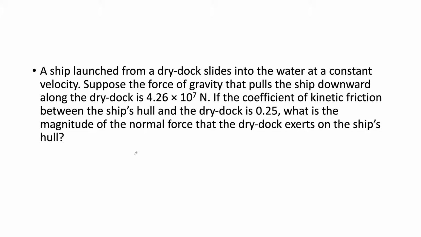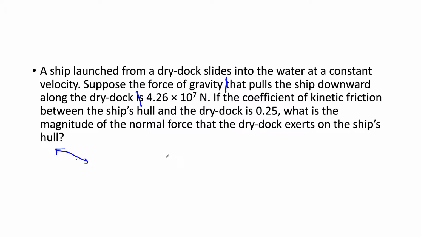Now let's look at this question. We have a ship that's launched from a dry dock, slides into the water at constant velocity. So if the boat is going this way, the force going back, friction, is slowing it down, and it's equal and opposite to the force going to the right, forcing it down the slide. Suppose the force of gravity that pulls the ship downward along the dry dock, and this is important, this text says that the force pulling the ship downward along the dry dock is 4.26 times 10 to the 7th newtons.